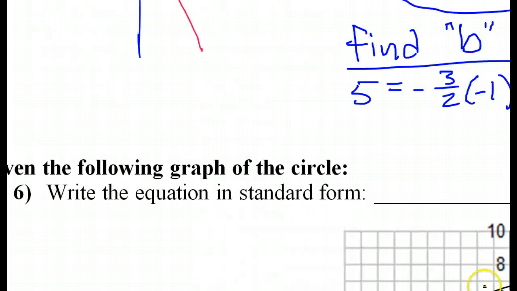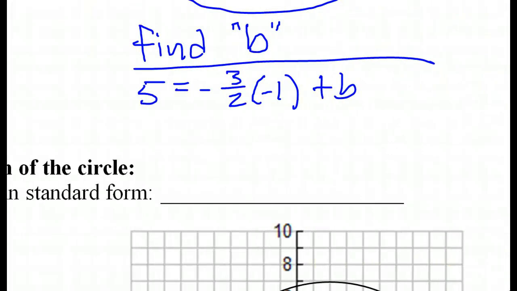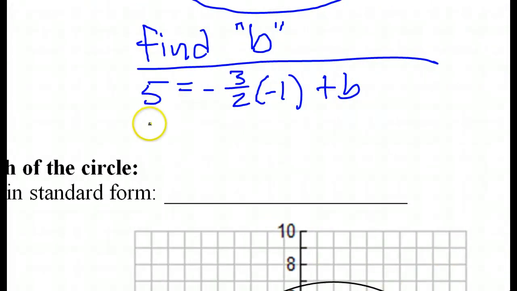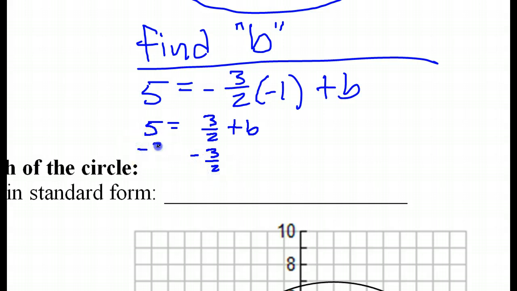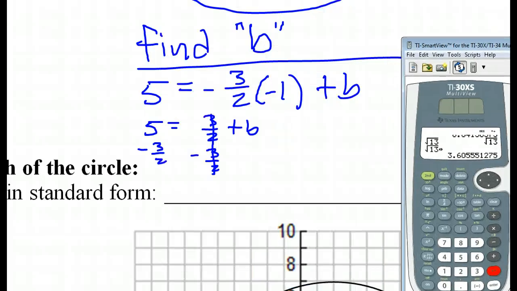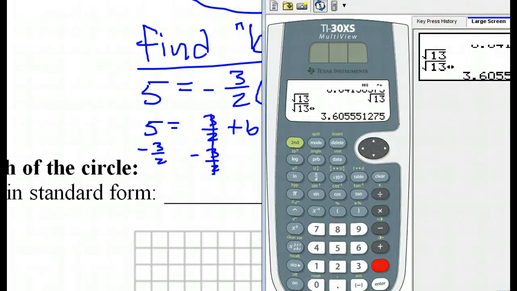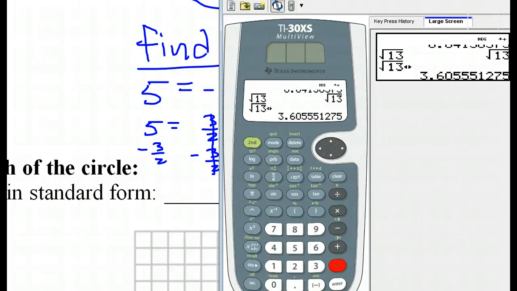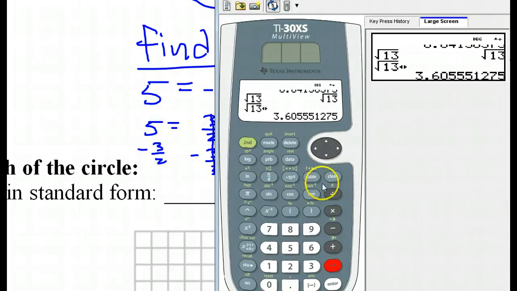Let me zoom in a little. So this is going to give me 5 equals positive 3 over 2 plus b, right? Negative times negative is positive. So then I just subtract 3 over 2 from both sides. So these cancel out. Now you have your TI 30, guys. So just do 5 minus 3 over 2.